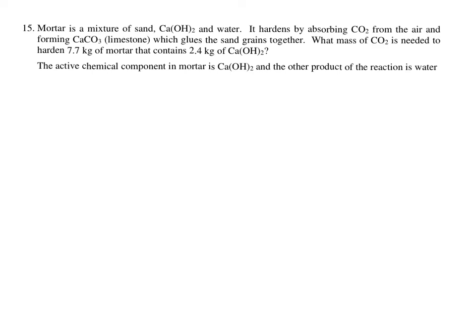Here's a Chapter 10 problem. We're relating one chemical to another, so we need to come up with a balanced chemical equation. It says we start with calcium hydroxide, and it absorbs CO2, and it makes limestone. So limestone, calcium carbonate, is a product, and we're told the other product is water.